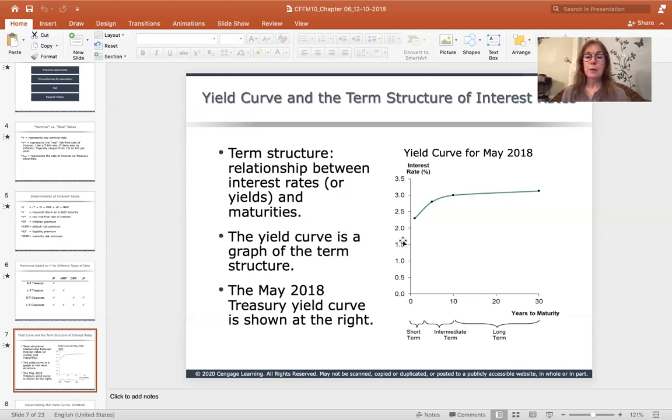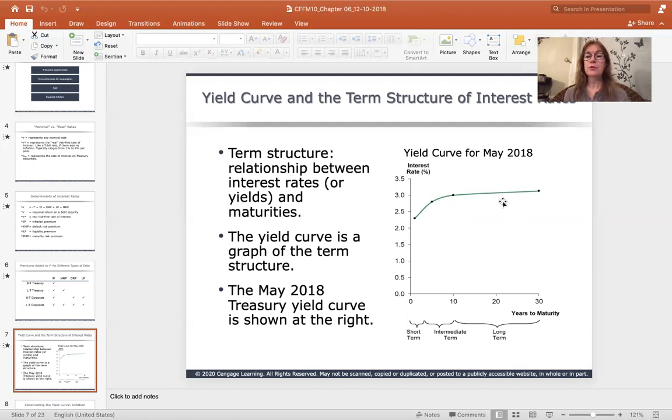The reason why you have this upward sloping yield curve is because we typically expect inflation to rise over time. So the further you go out, the higher the inflation is typically. And also the further out you go, the higher the maturity risk premium is. So there's more uncertainty the further you go in time. So typically you will see an upward sloping yield curve.